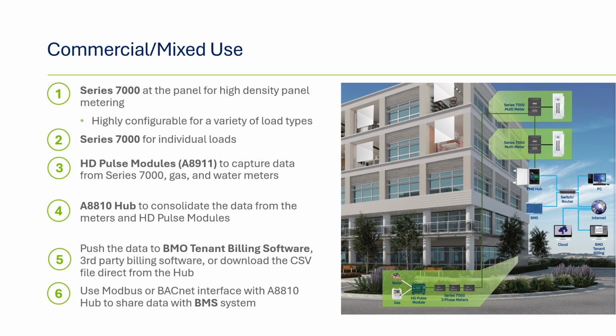3. If there are pulse output gas or water meters, the HD pulse module can be used to capture their data. 4. The A8810 data acquisition hub will capture the data from all the meters. 5. The site might take advantage of our Building Manager online software platform for code compliance and billing or choose their own third-party solution. 6. In larger facilities, they also might want to integrate the metering system with a building management system. The A8810 is able to integrate with these systems using either Modbus or BACnet to share the metering data.